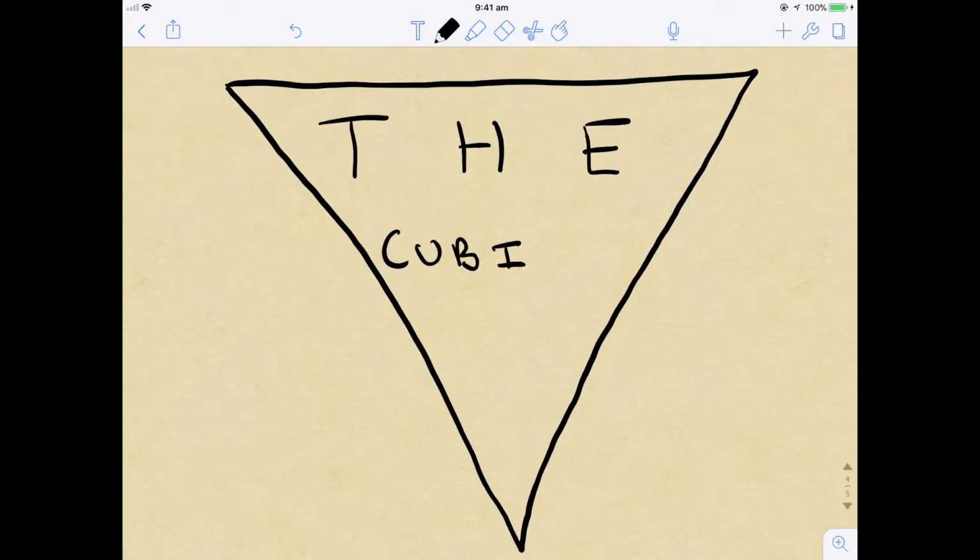In this video I'll show you how to draw the cubital fossa and label its boundaries and its contents.